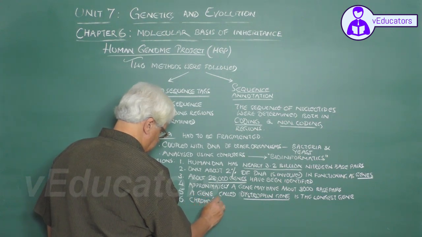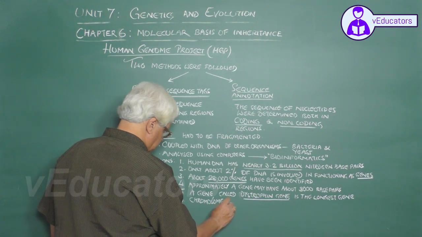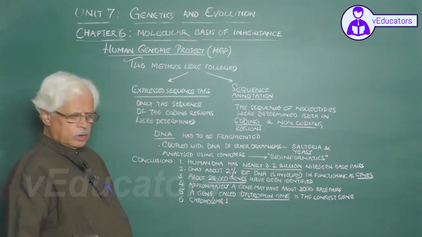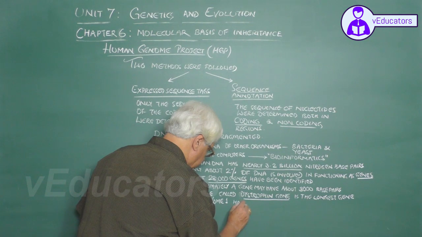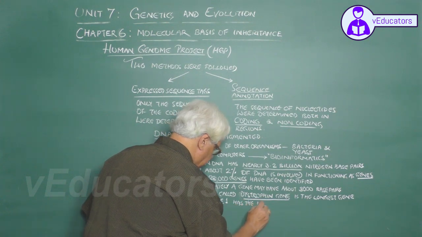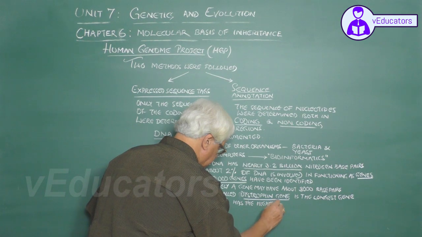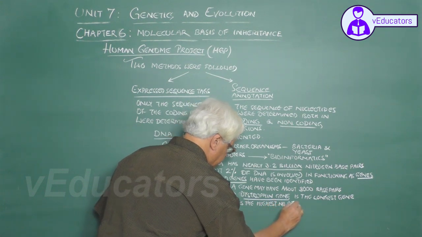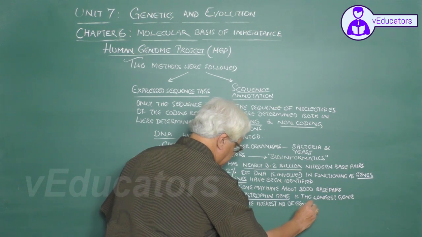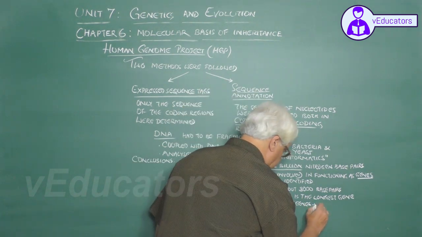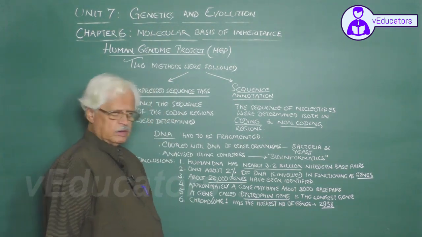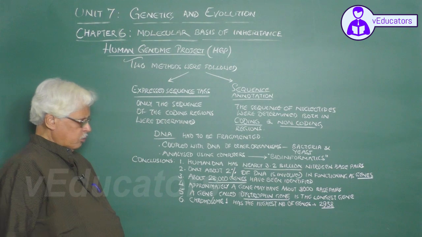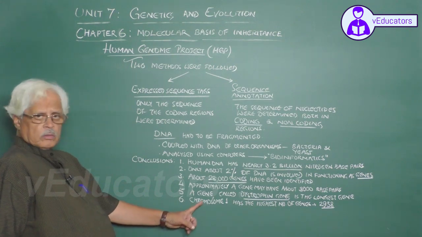Among chromosomes 1 to 23, chromosome 1 has the highest number of genes. About 2,938 genes have been identified in chromosome 1.